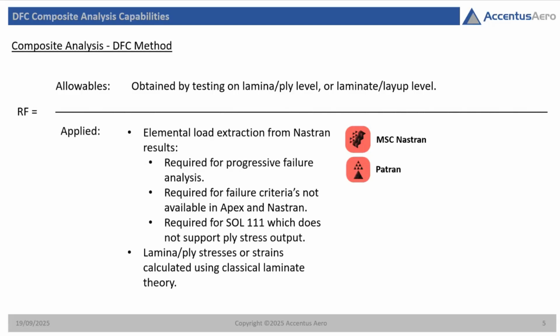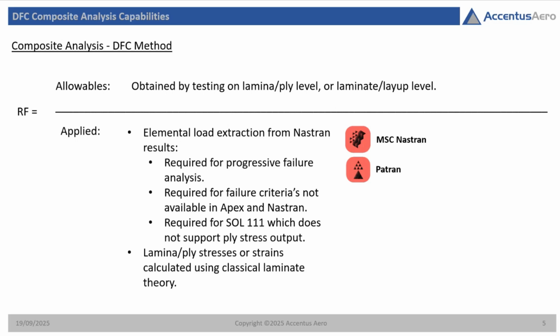So again, we look at the formulation of an RF. RF is the allowable criteria over the applied criteria. The allowable data for composites is always obtained by testing at the lamina or ply level, or laminate or layup level, depending on what you're analyzing.